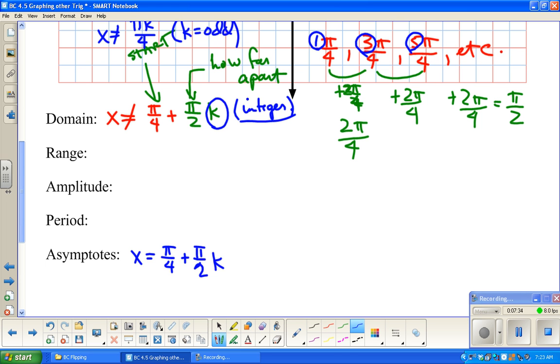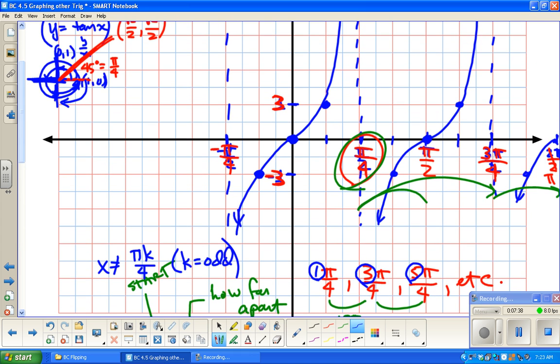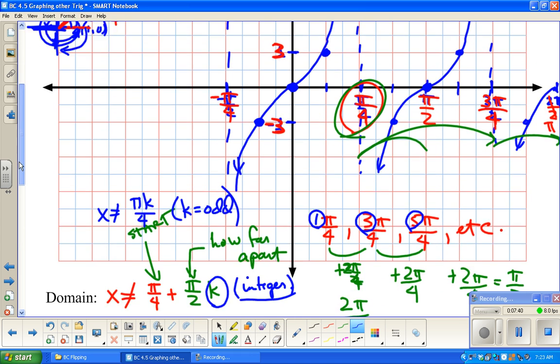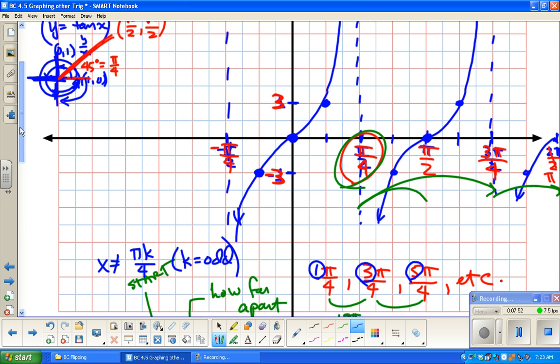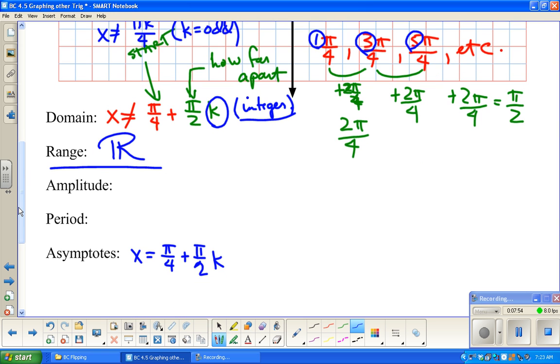Okay, all right, so let's look at range. Well, looks like the y values go all the way up and all the way down forever. So I'm going to say, and there are no breaks, range all real numbers. Amplitude. Well, remember, amplitude is max minus min over 2. Well, there is no max. There is no min. We talked about this on the last one. Amplitude, well, there is none. Or if you want to say infinite because it goes up to infinity and down to negative infinity, that's fine.